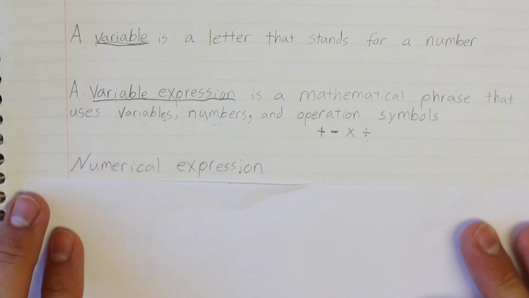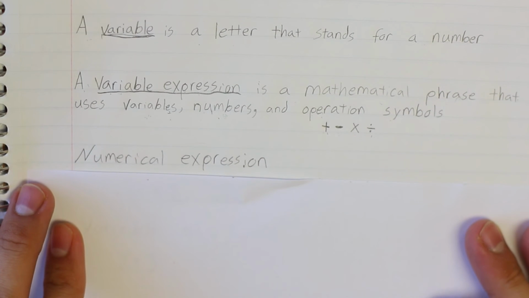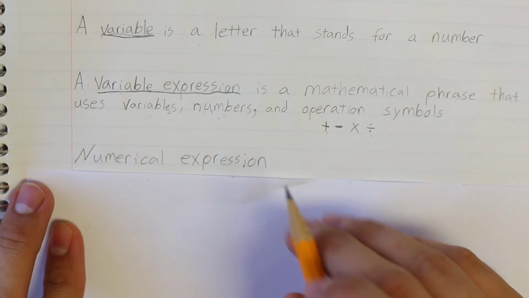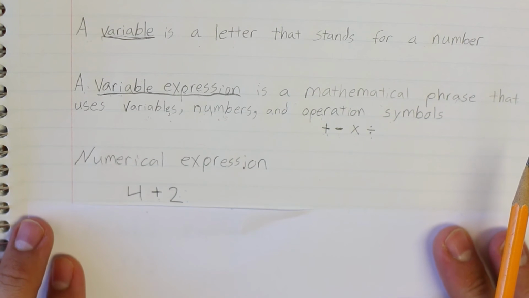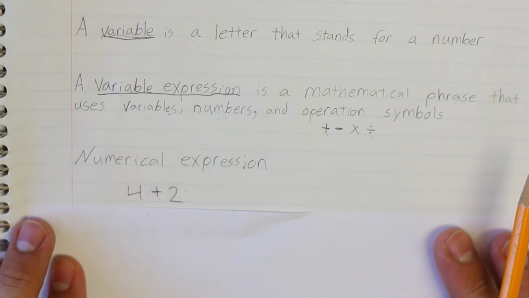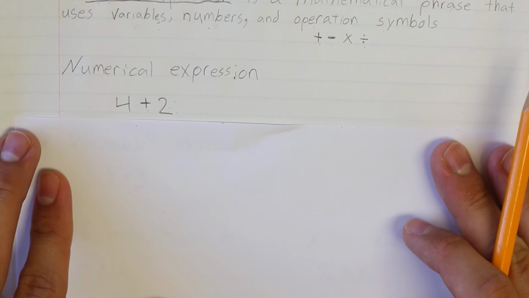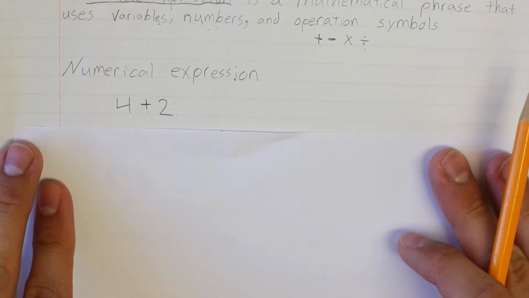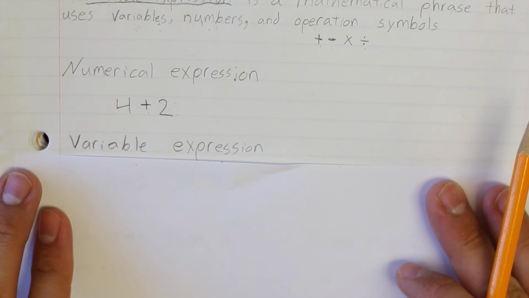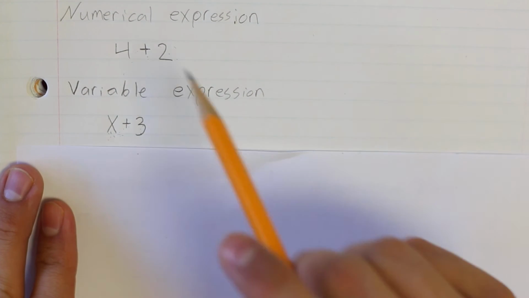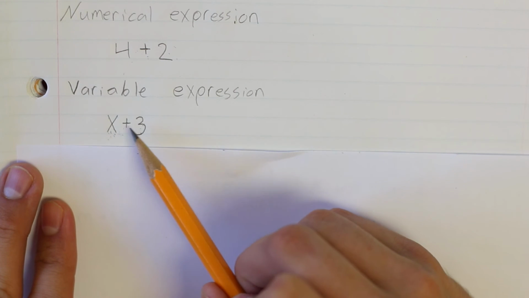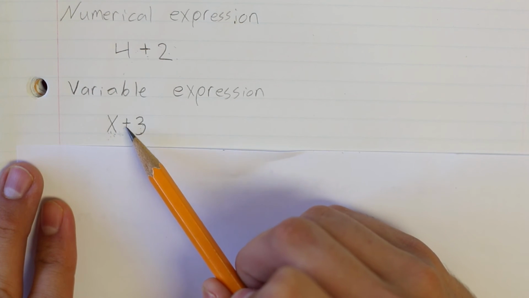We also have things called numerical expressions. A numerical expression is like a variable expression, except it doesn't contain any variables in it. So here's an example. 4 plus 2. That's a numerical expression. An example of a variable expression would be something like this. X plus 3. It contains a variable, a number, and an operation symbol.